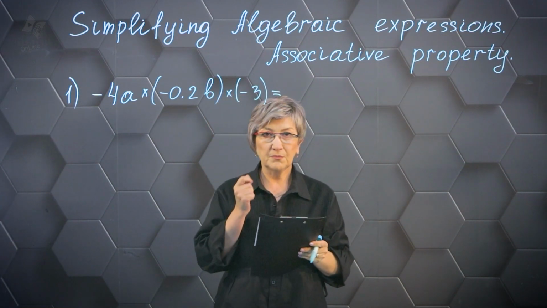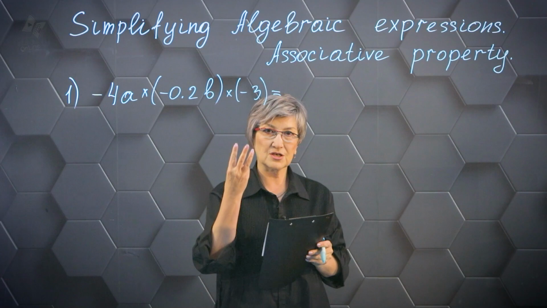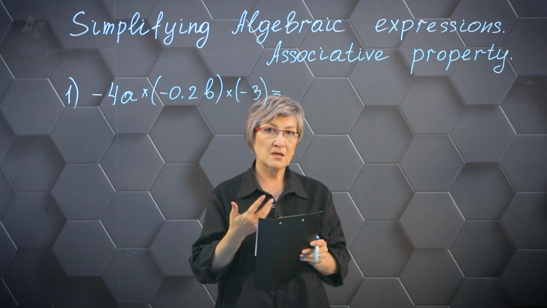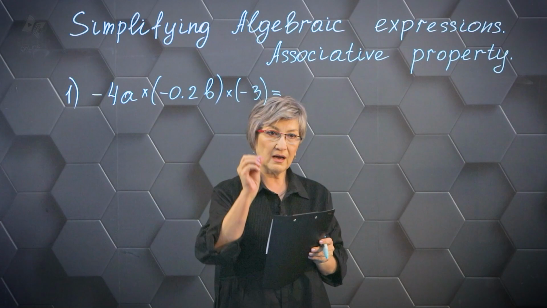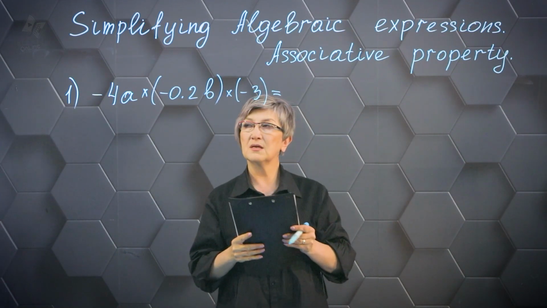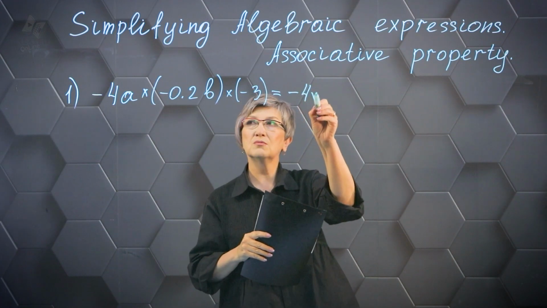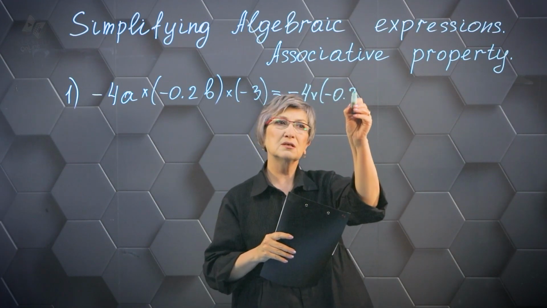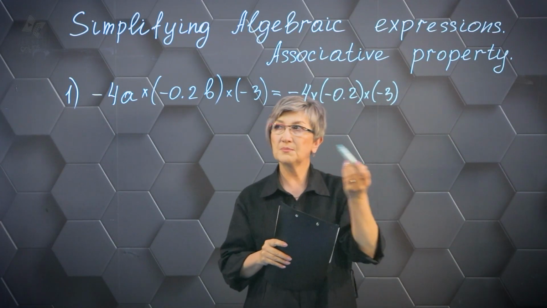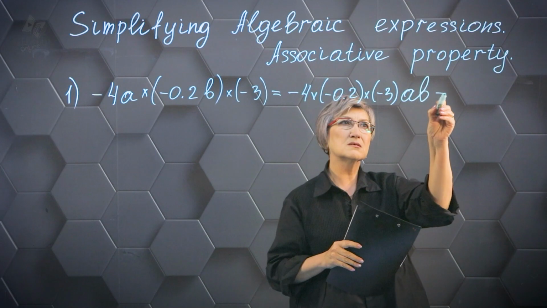So if in the example we see multipliers of three numbers, what do we do? We apply the transposition property and write the numbers next to each other and then find their product. What would that look like? Let's write minus 4 times minus 0.2 and multiply by minus 3. And then let's write down the letter part. And the letter part is made up of the letters A and B.